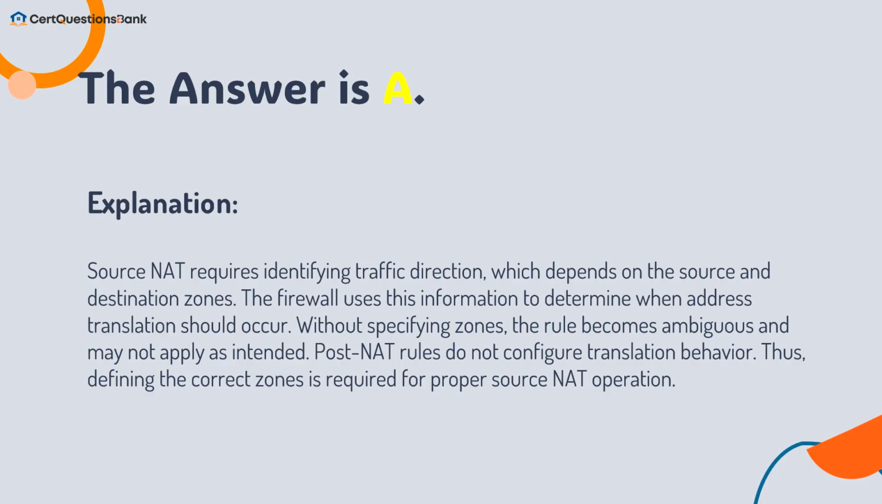Source NAT requires identifying traffic direction, which depends on the source and destination zones. The firewall uses this information to determine when address translation should occur. Without specifying zones, the rule becomes ambiguous and may not apply as intended. Post-NAT rules do not configure translation behavior. Thus, defining the correct zones is required for proper source NAT operation.